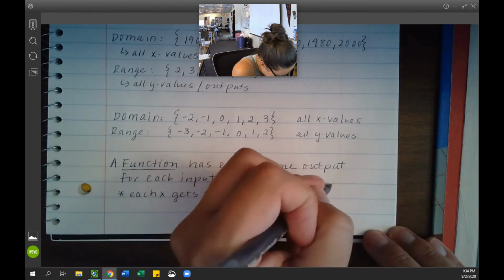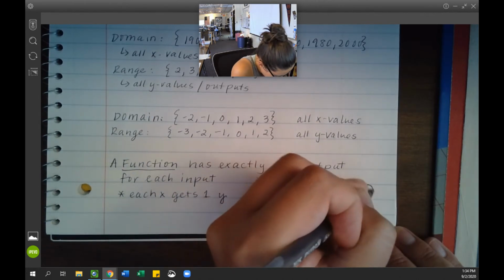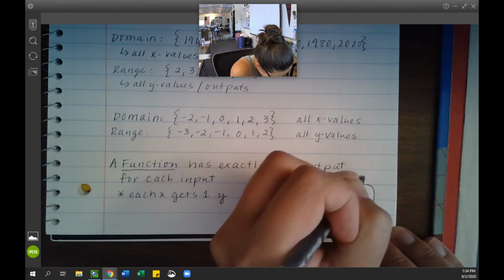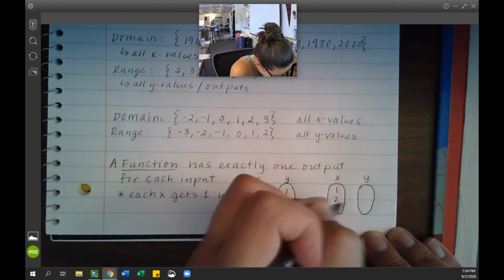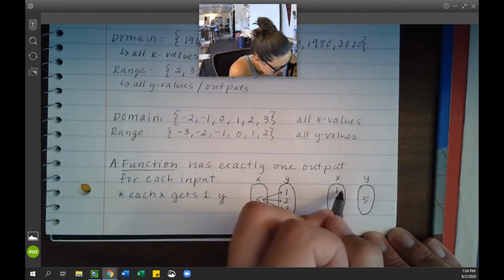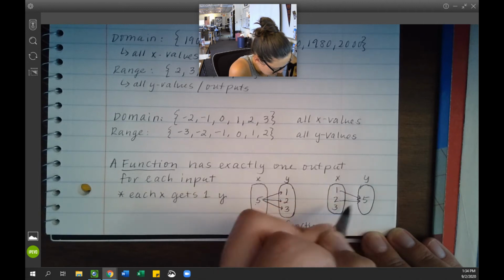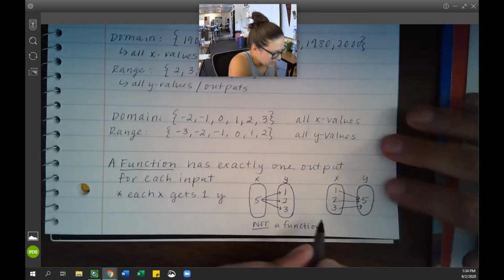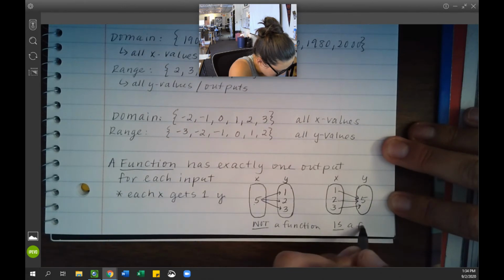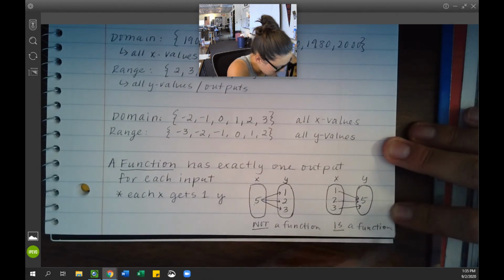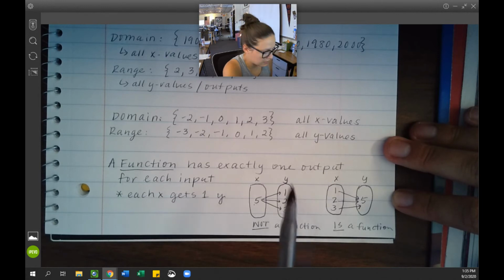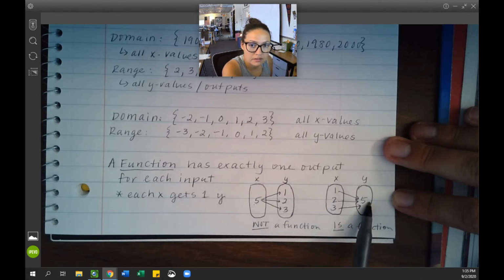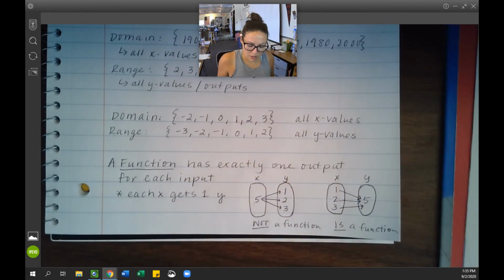However, let's say I have this. X, Y. 1, 2, 3, 5. And I draw my arrows like this. This is a function because each x has one y. X as 1 goes to 5. 2 goes to 5. 3 goes to 5. So each x gets one y.